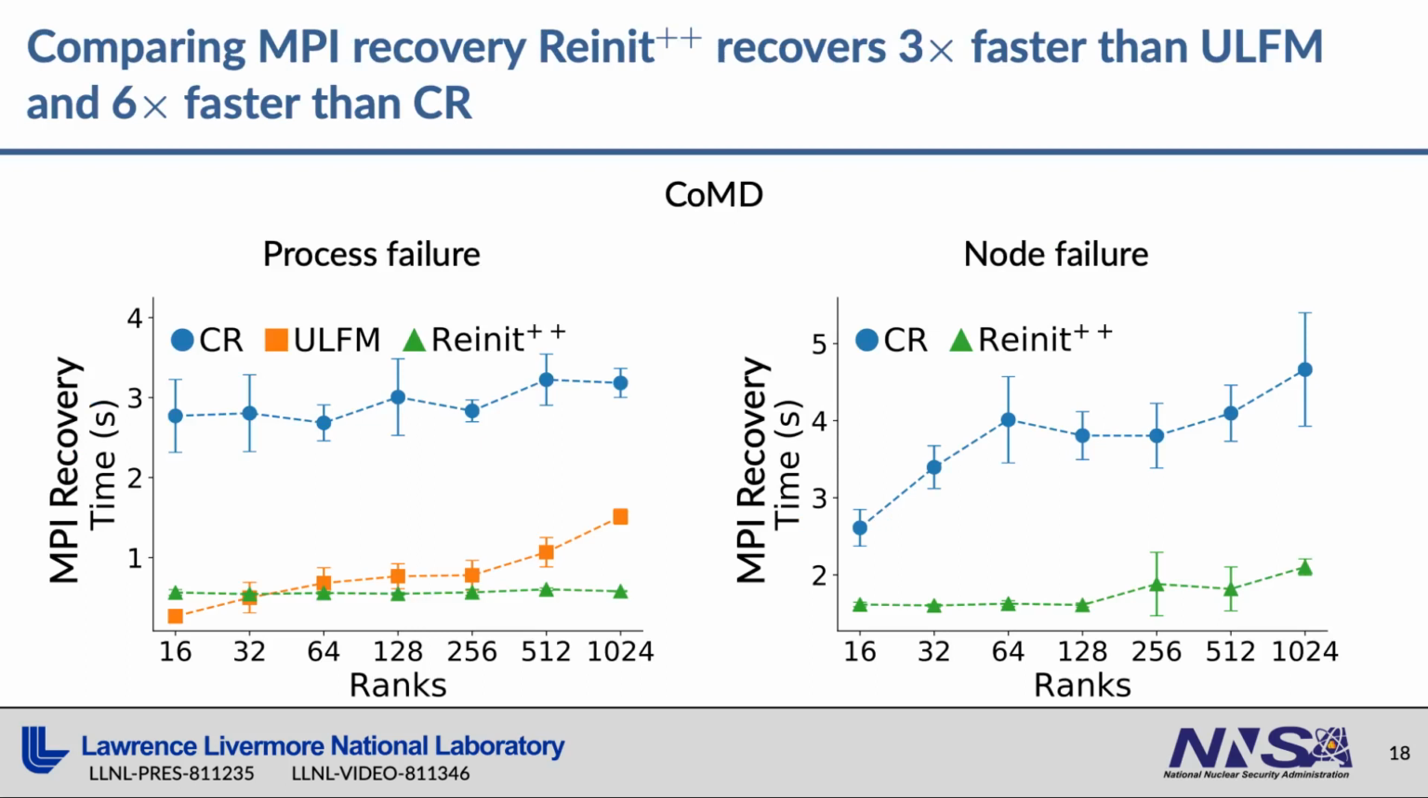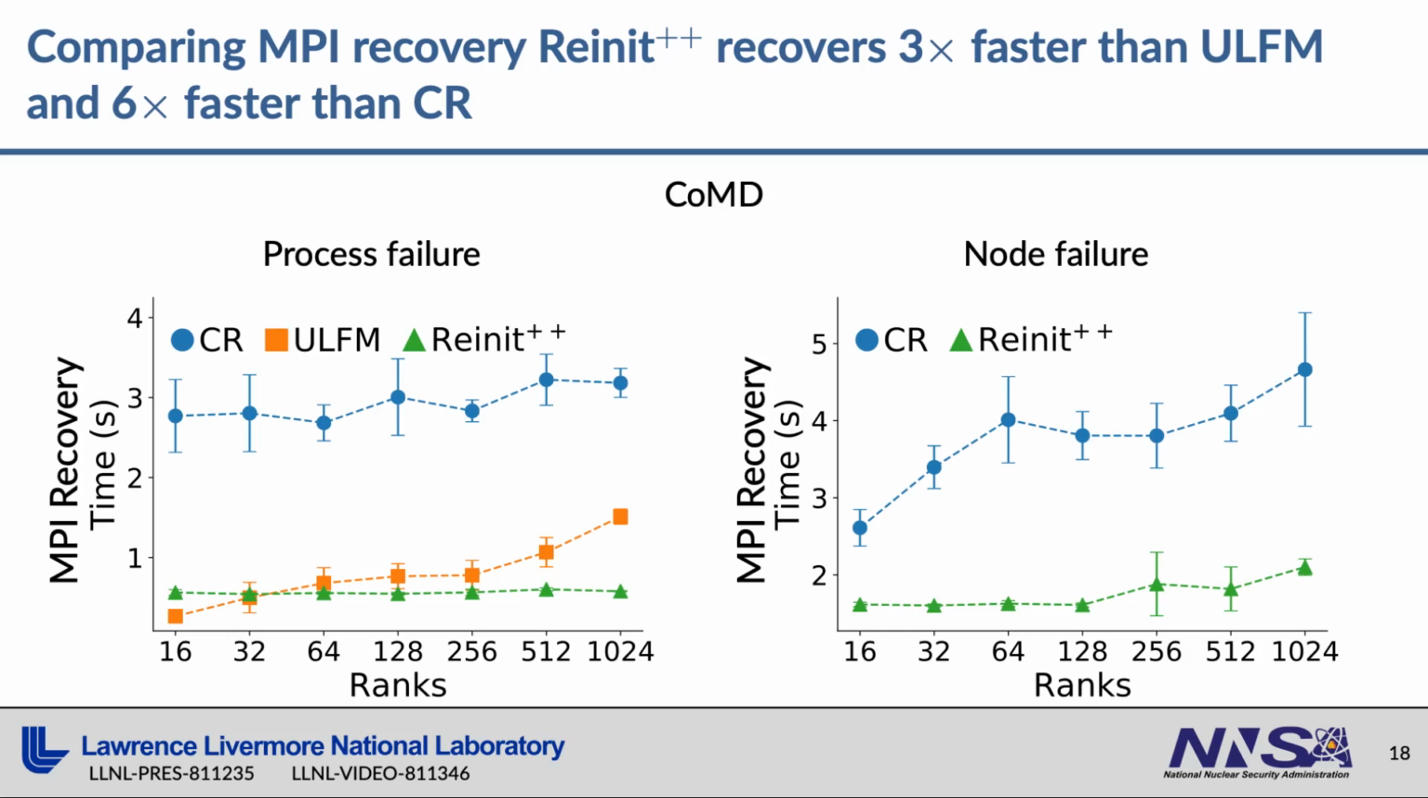Also, we compare MPI recovery only time for all recovery methods to factor out application execution time and checkpointing time. On the plot on the left, we show MPI recovery time for a process failure, and on the plot on the right, we show MPI recovery time for a node failure. Starting with process failures on the left, what we see is that ULFM and Reinit++ are recovering much faster than checkpoint restart. This is understandable given they save the redeployment overhead of checkpoint restart.